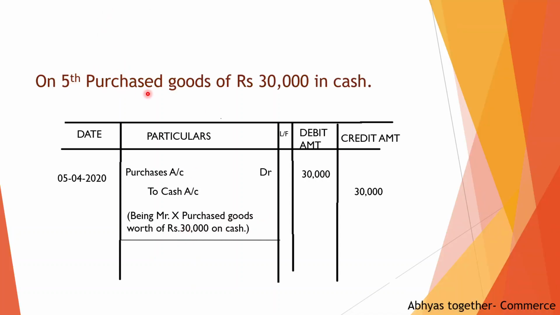Then on 5th, purchased goods of rupees 30,000 in cash. So on 5th April 2020, again goods are coming inside. So purchases account debit, this time we are paying it in the form of cash, right? So cash is going outside. Credit what goes out, the cash account, 30,000 and 30,000 each, and being Mr. X purchased goods worth rupees 30,000 on cash.